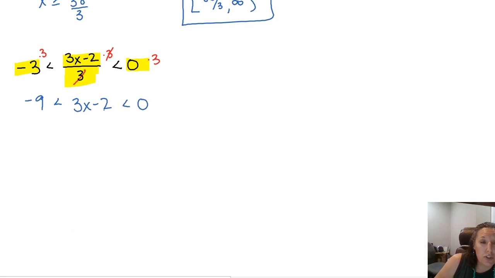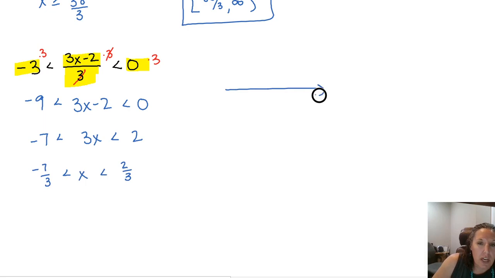And then we're going to add 2 to all sides to get rid of that 2 that's in the middle. So when we add 2, we're going to get -7 on the left. We'll have 3x in the middle, and adding 2 to 0, we get 2 on the right. And then our last step is to divide everything by that coefficient on x. Again, this one's a positive coefficient, so we will be dividing by a positive, so we're going to leave the signs as they are. We'll have -7/3 is less than x is less than 2/3 when we divide everything by 3.